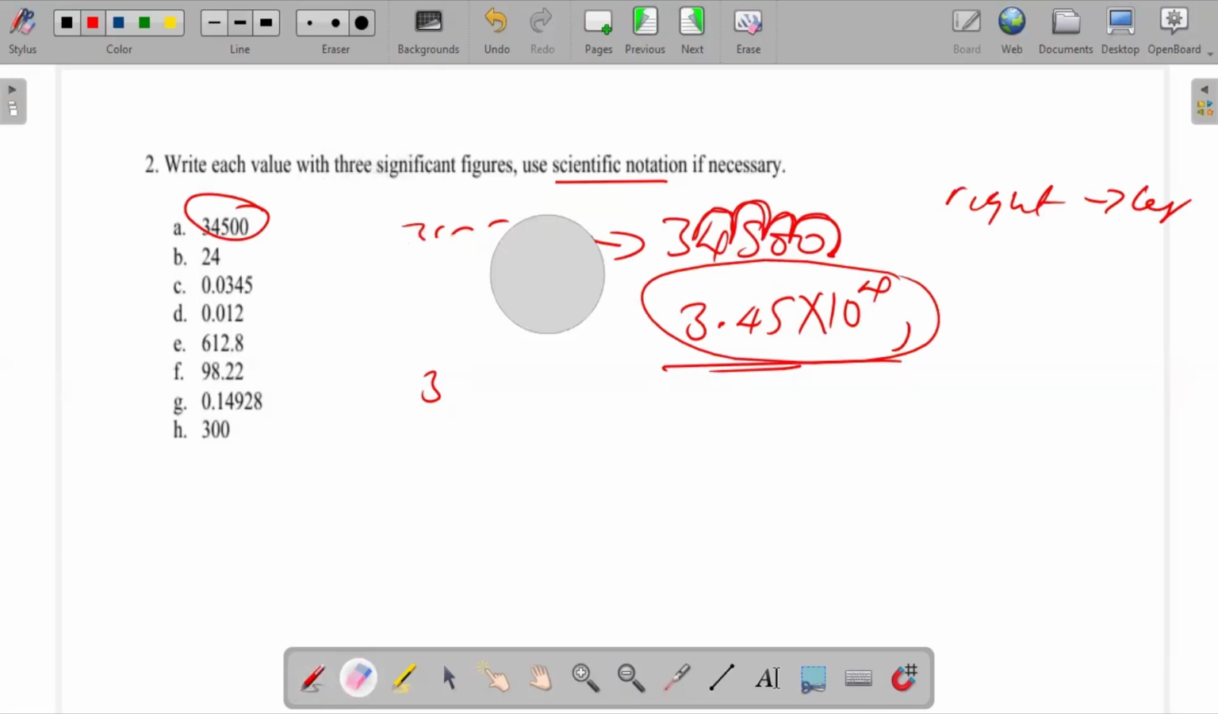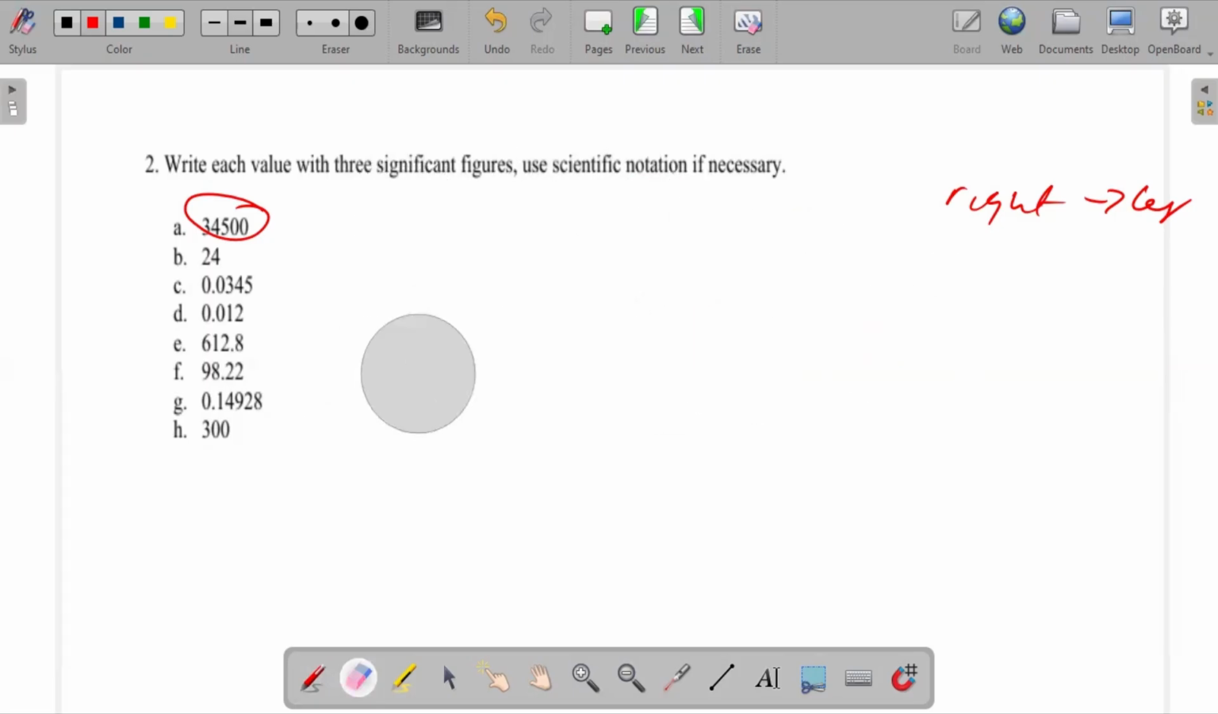Okay. So let's move to the second one, 24. How many significant figures are there? Two. Two significant figures. And we need three significant figures. What can we do? What can we do? We put a zero, a decimal point.